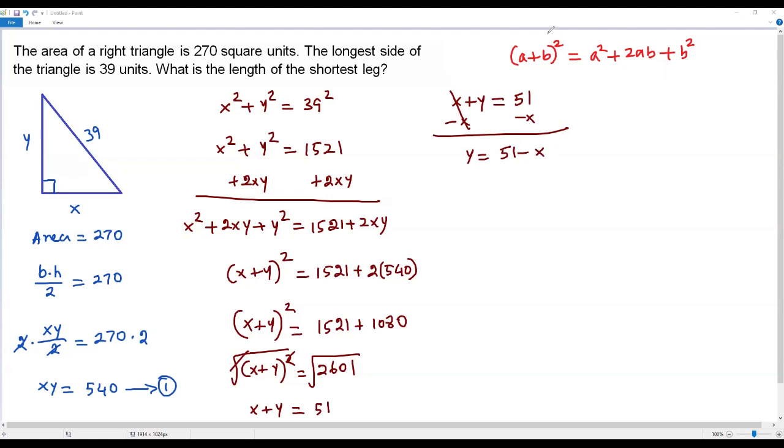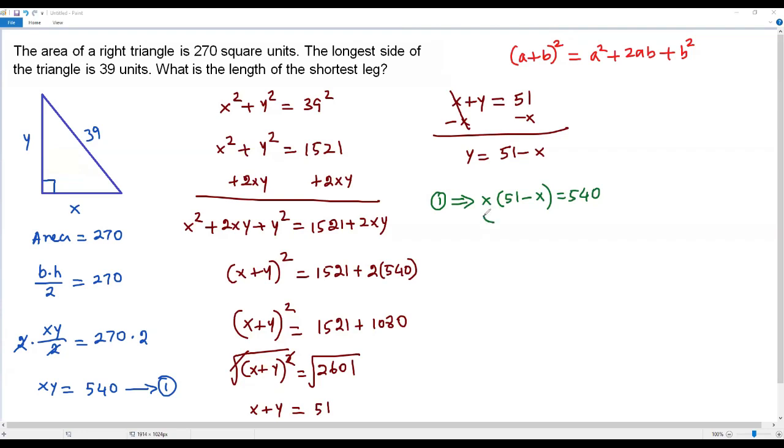My aim is to find the values of x and y, which represent the two legs of the triangle. Only if I find the lengths of the two legs will I be able to get the length of the shortest leg. Now I have to plug in 51 minus x for y into the first equation, so that we'll have this equation in just one variable. So y equals 51 minus x into the first equation. Then I'm getting x times (51 minus x) equals 540.